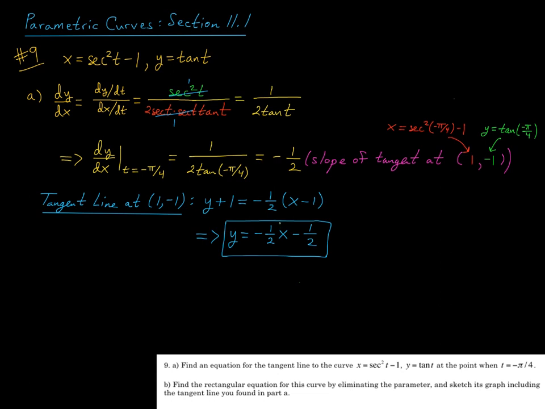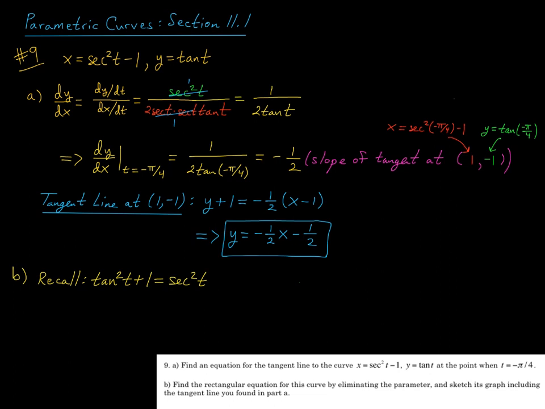Part B says, find the rectangular equation for this curve by eliminating the parameter and sketch its graph, including the tangent line you found in part A. All right, now notice I have a secant squared of t in the equation for x and a tangent of t in the equation for y. So I want to think back to pre-calculus, in particular to identities, and this identity, which is a variant of the Pythagorean identity, is particularly useful. It says that the tangent squared of t plus 1 is equal to the secant squared of t.